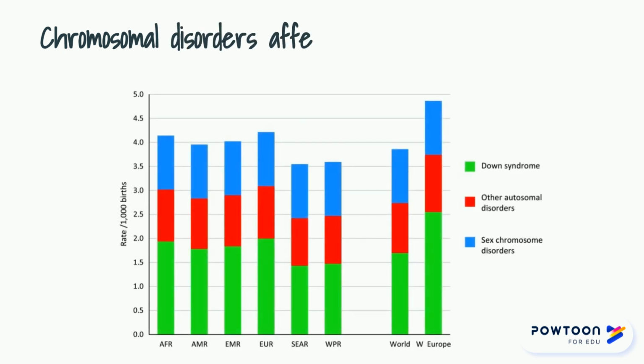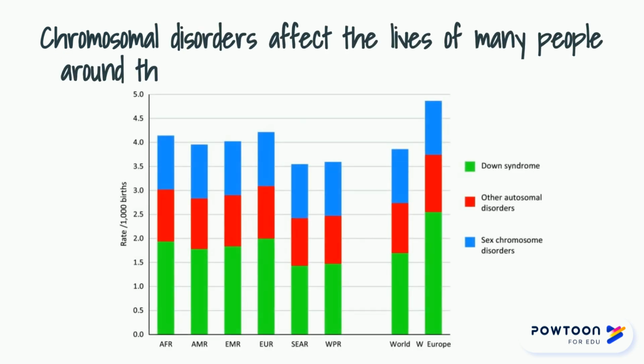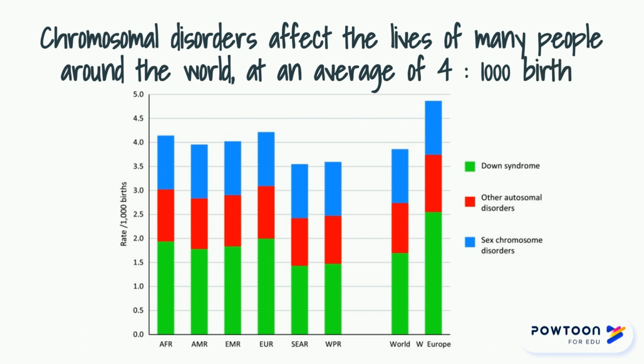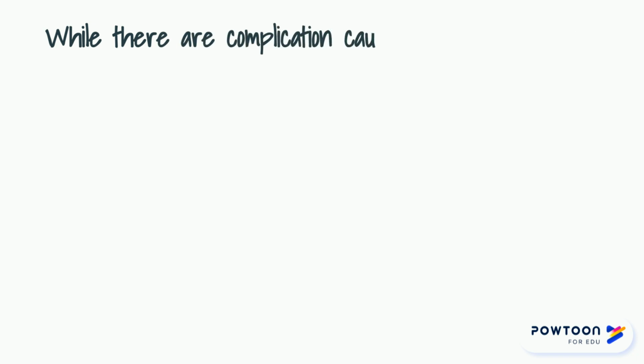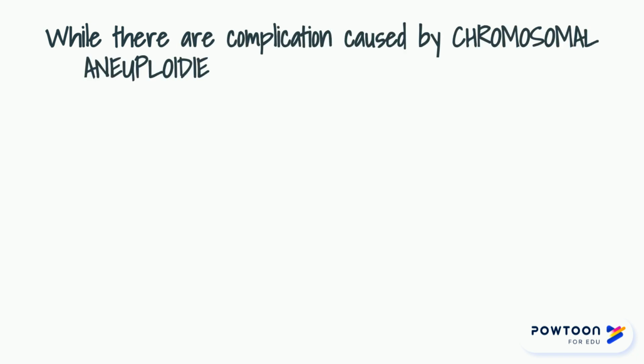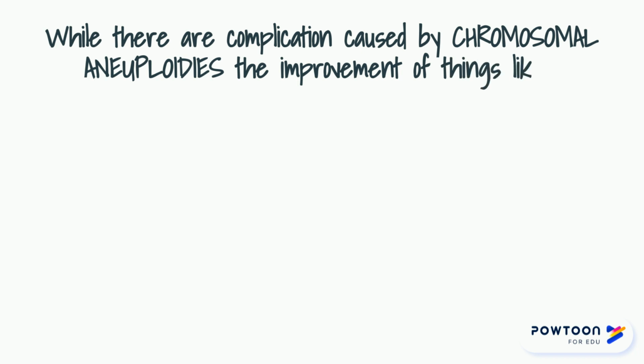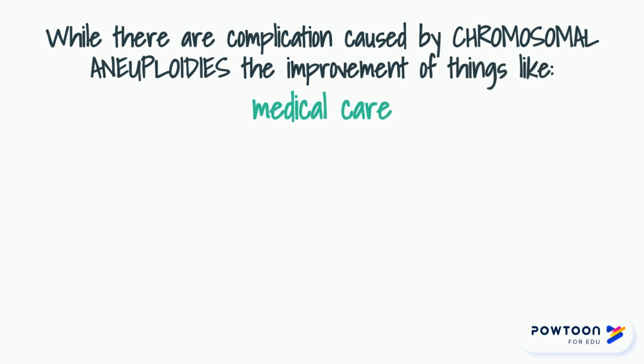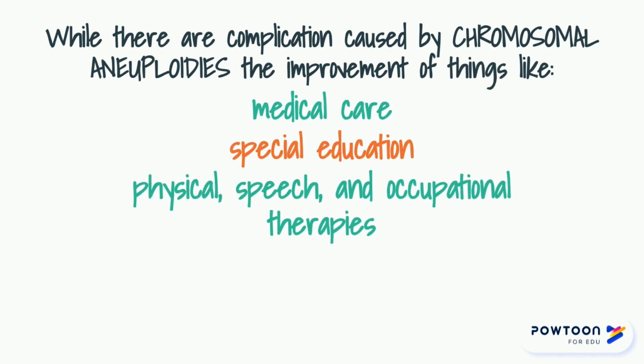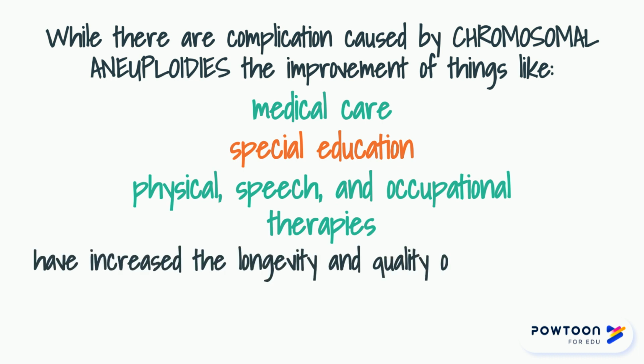Chromosomal disorders affect the lives of many people around the world, an average of 4 per 1,000 births worldwide. While there are complications caused by chromosomal aneuploidies, the improvement of things like medical care, special education, physical, speech, and occupational therapies have all increased the longevity and quality of life for people affected with these conditions.